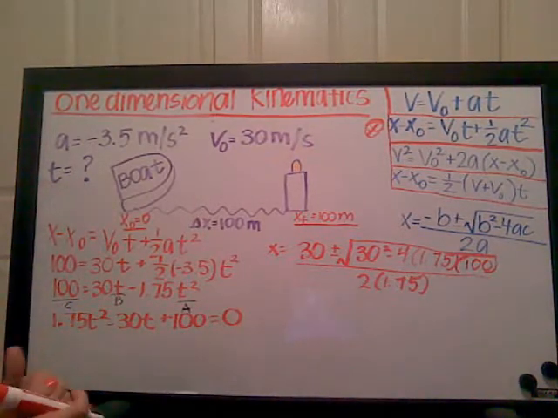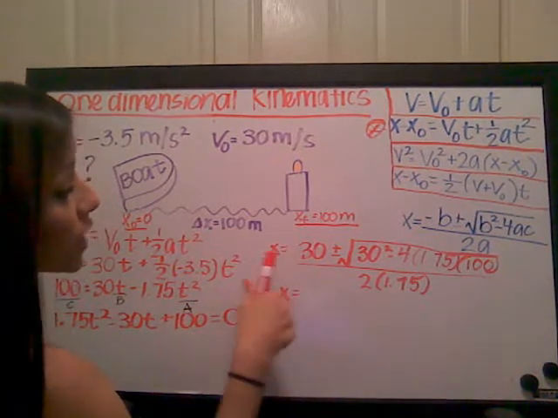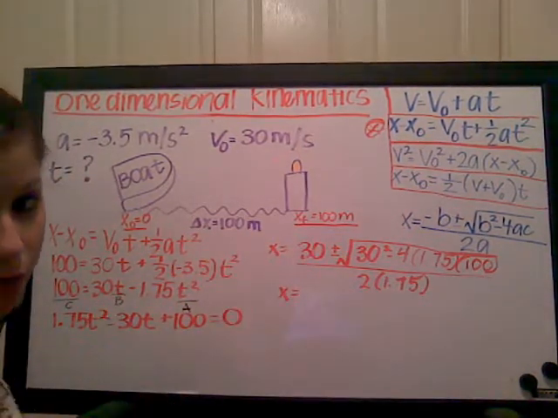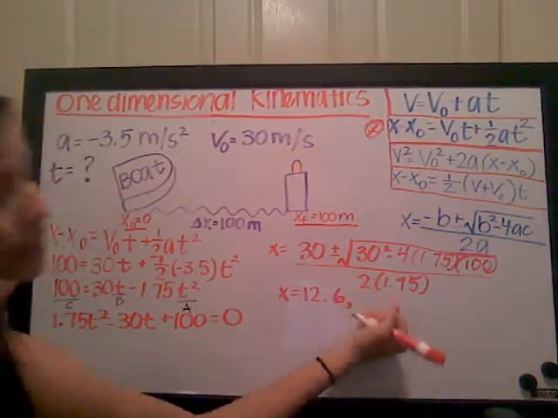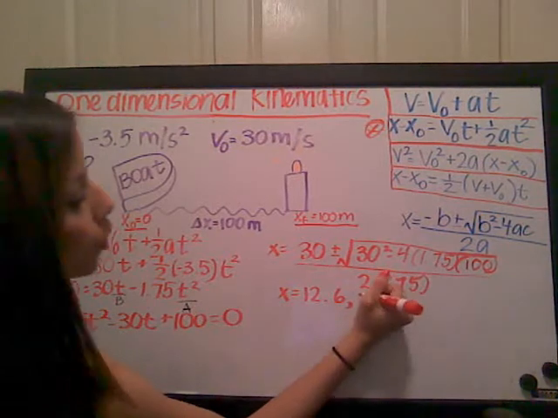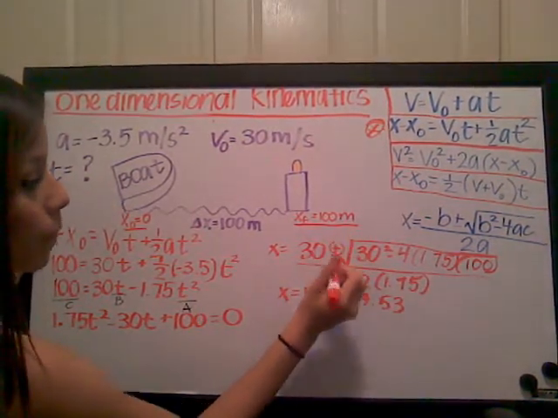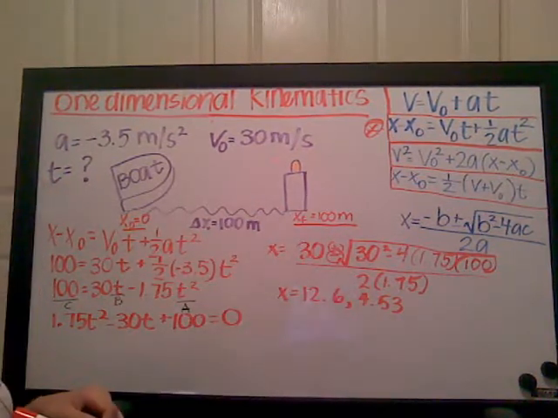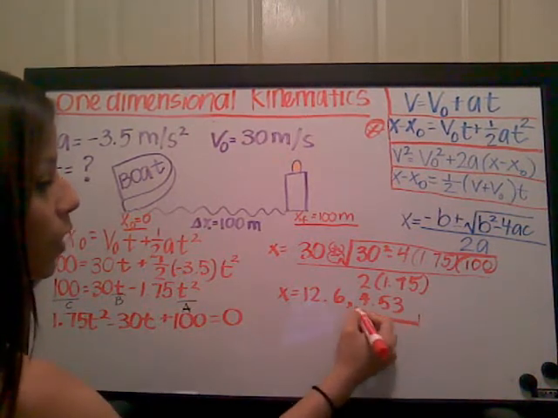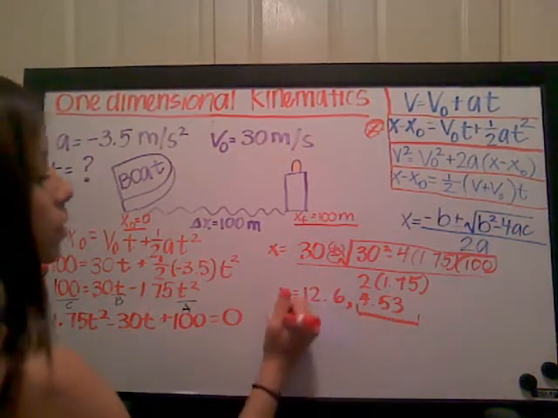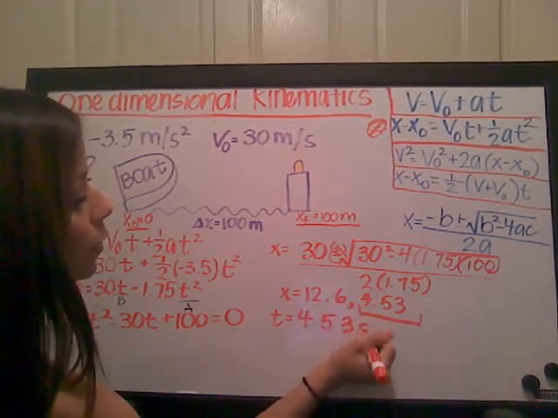And then when I do this on my calculator, I'm going to get that x, which is going to be your t, because that's what you're trying to solve for. Your x is going to be 12.6 and 4.53. You're going to get two different answers because you're taking positive and minus. And again, your answer is going to be the smaller one, 4.53. So your time, you can say, is equivalent to 4.53 seconds.